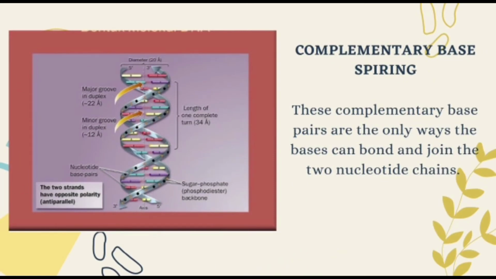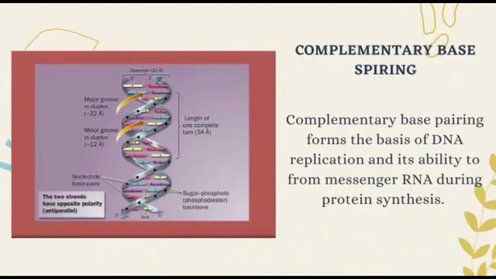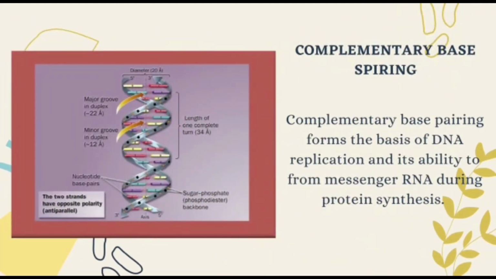Complementary base pairing. These complementary base pairs are the only ways the bases can bond and join the two nucleotide chains. Thus, the sequence of bases along one polynucleotide chain determines the sequence along the other. An adenine on one chain means there must be a thymine on the other chain at that point, and so on. Complementary base pairing forms the basis of DNA replication and its ability to form messenger RNA during protein synthesis.